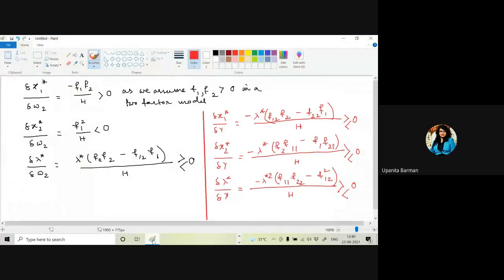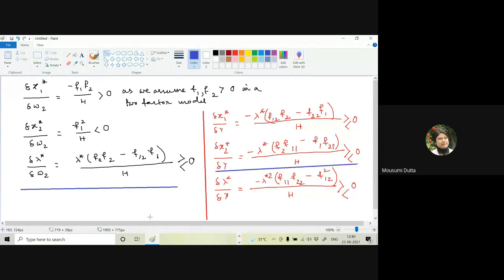Yes, ma'am. Okay, if yes, compare these two things. We have here del lambda star by del w2, and we have this one. So the results are similar, whenever you have F12, which is equivalent to F21 by Young's rule.